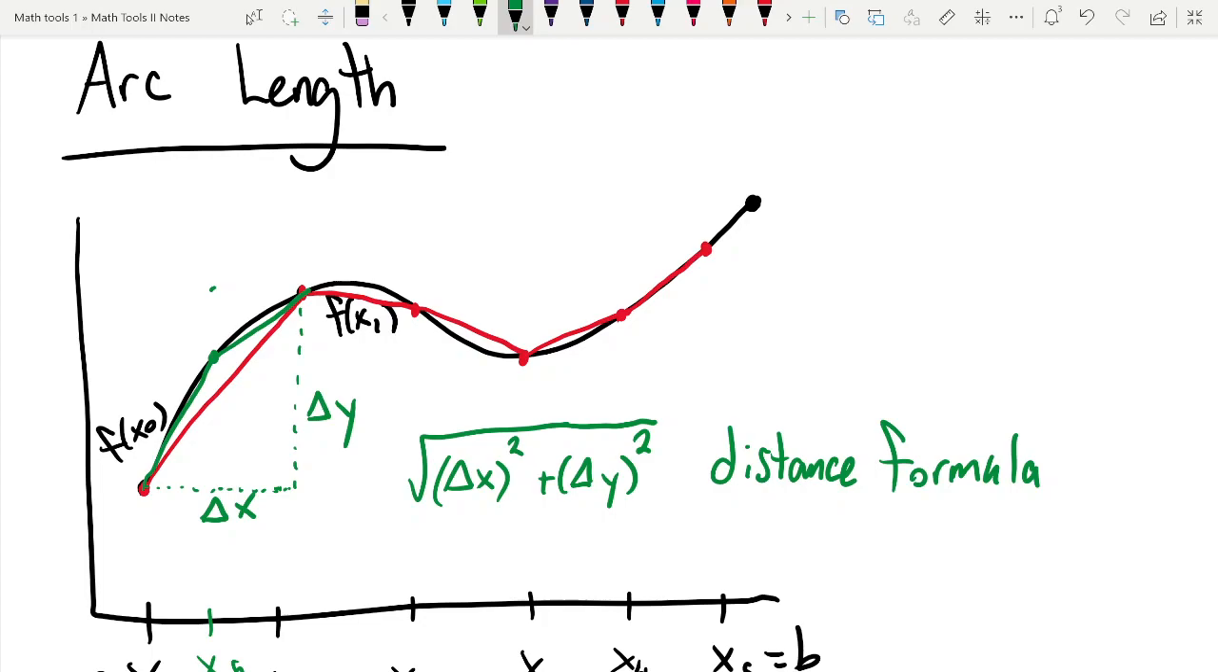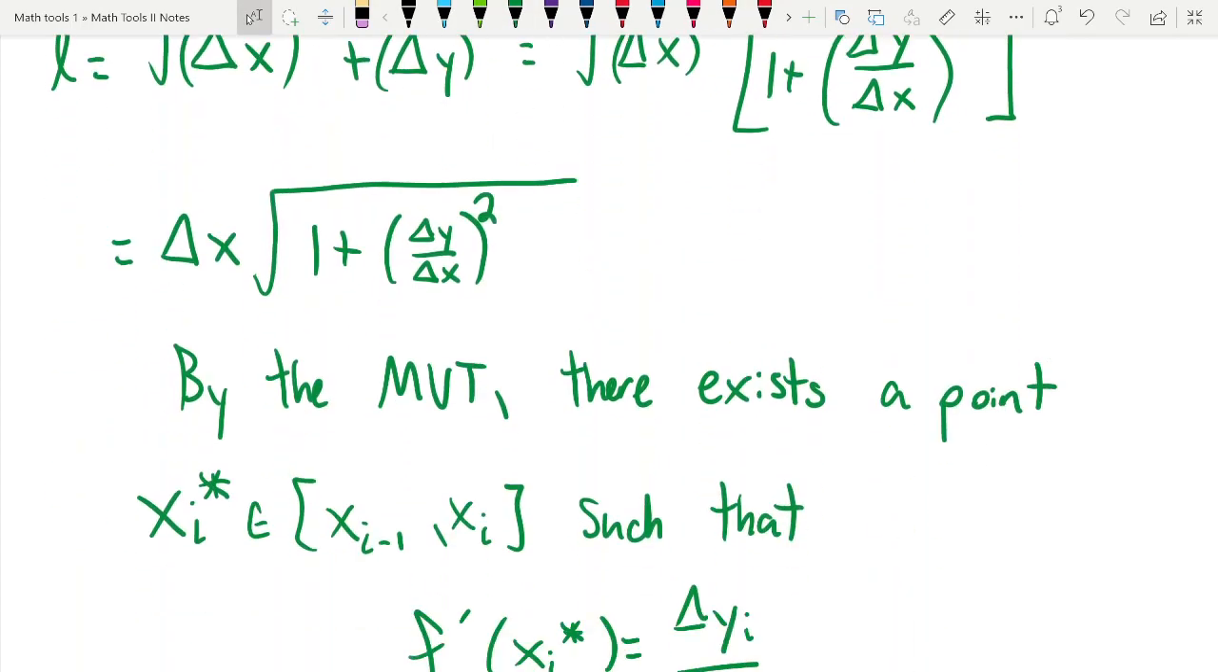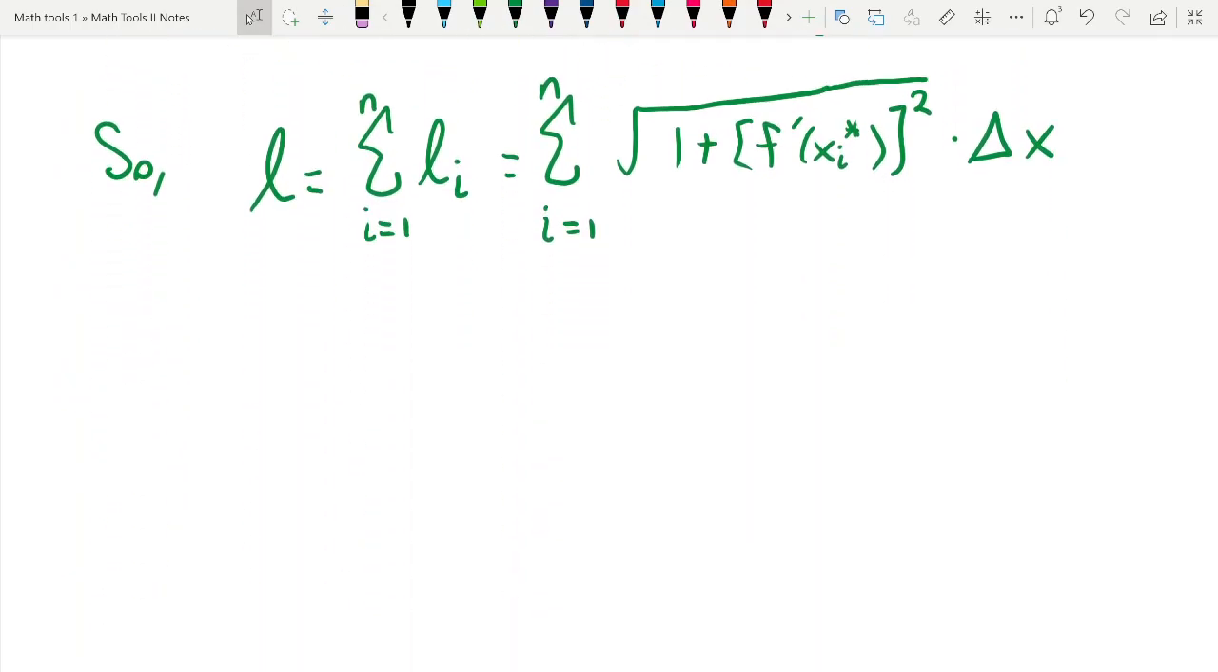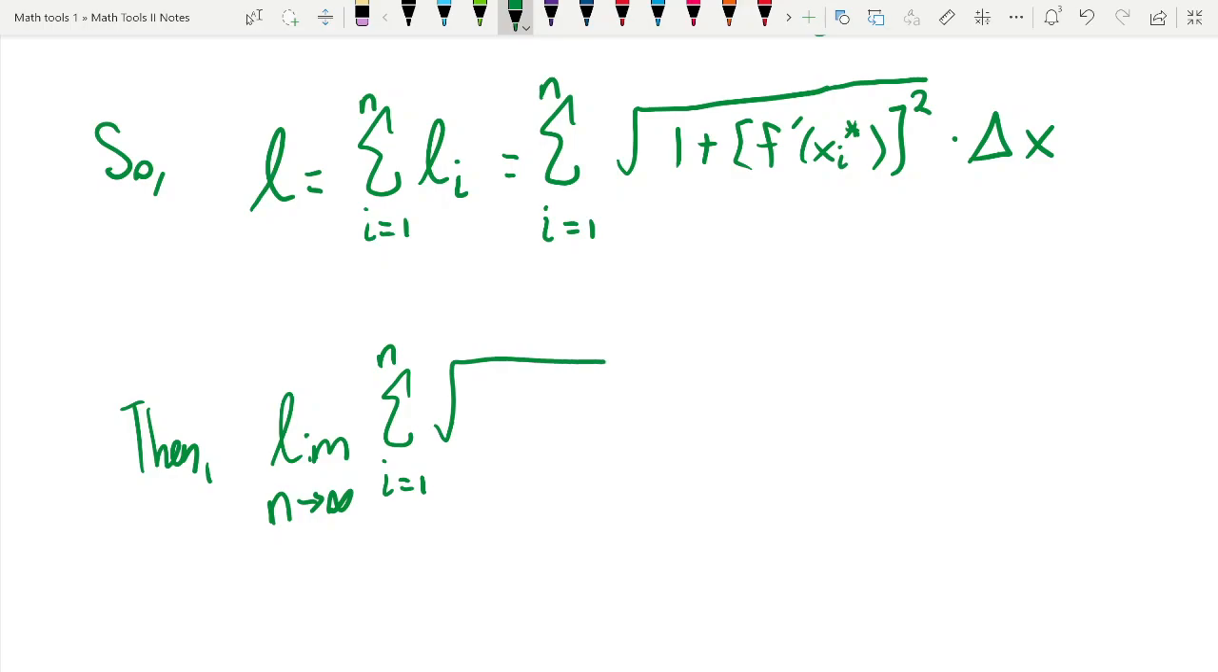So basically, if we keep breaking this up into more and more segments, we're going to get a better and better approximation. So just like with the rectangles, with the Riemann sums, what we want to do is take the limit as n goes to infinity of the sum. Okay. So just copy everything down here.